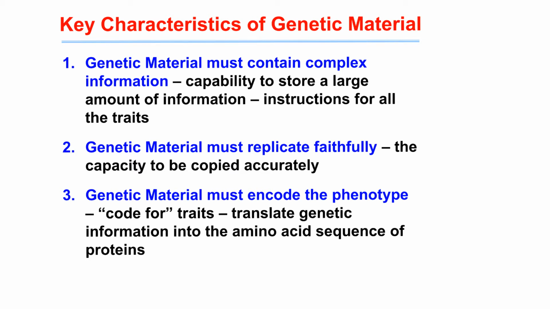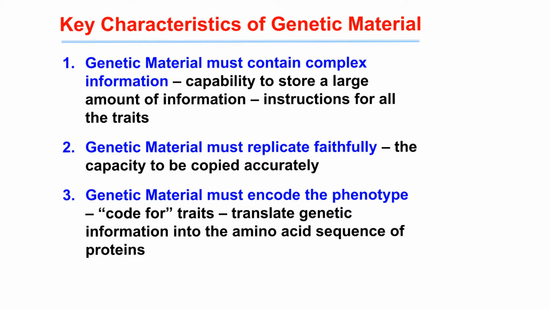First of all, genetic material must contain complex information. It has to be capable of storing a large amount of instruction. Remember that our DNA, our genetic material, is our blueprint, which contains the code of life. It defines who we are. So it really has to have this capacity to store a huge amount of information.